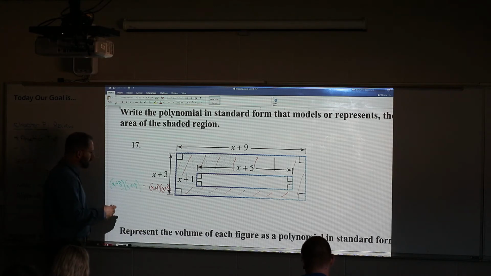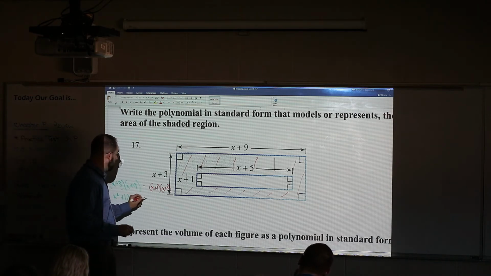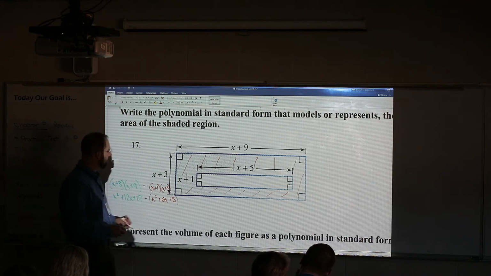Okay, so doing the math, I'm going to try to keep this color-coded here. So this is x squared plus 12x plus 27, if I did all the math right in my head. Keep going here in the back. I'm going to put this in parentheses right now. This is going to be x squared plus 6x plus 5, if I boil that out.